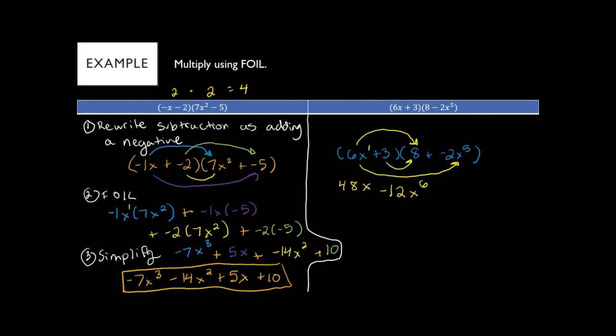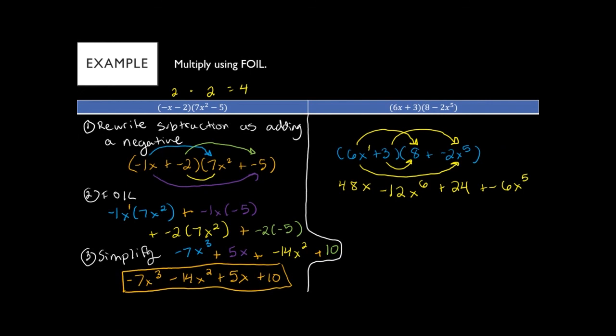Then we have insides. 3 times 8 is 24. And then last. So that's 3 times negative 2x to the 5th. So 3 times negative 2 is negative 6, and then x to the 5th. So you can do some of that multiplication in your head to save some space. You don't have to show much work, but when you're first learning, I would do what I did on the left and show every single step.